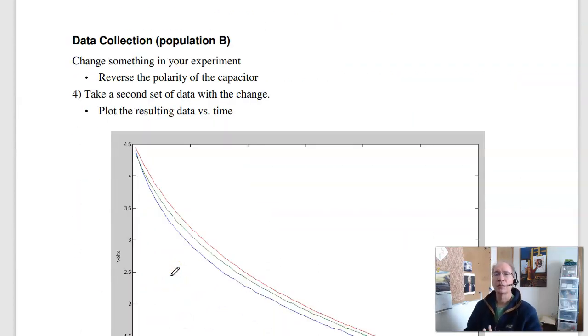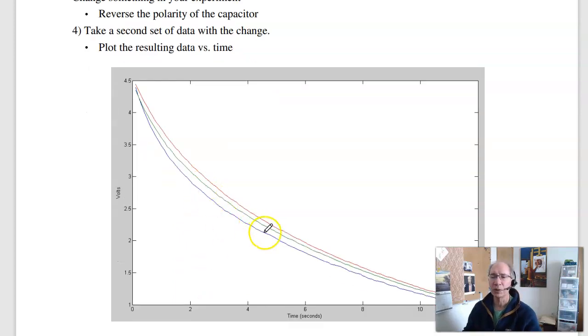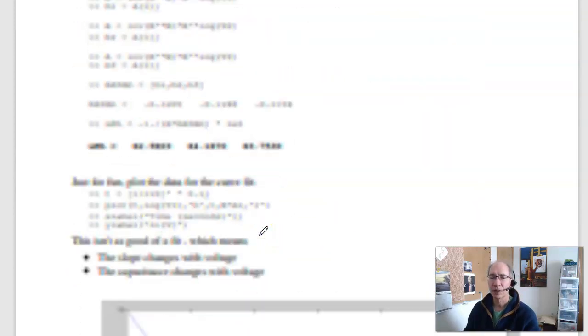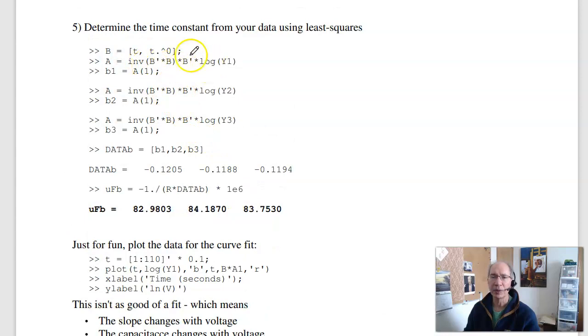That's part A. Part B is do something different. What I did is I flipped the capacitor around and used the incorrect polarity. So instead of having minus going to ground, I have the plus going to ground, and measure the capacitance. Repeat, here's the voltage versus time. Repeat, throw that in MATLAB, form your basis function. I'm going to curve fit log of V versus time, and I get 3 different numbers. Calculate the capacitance. Here's the capacitance with the reverse polarity.